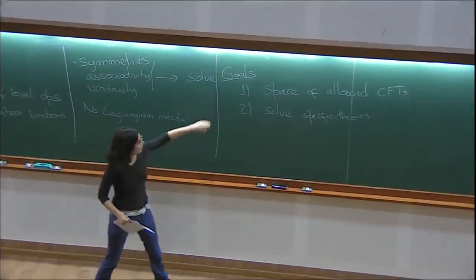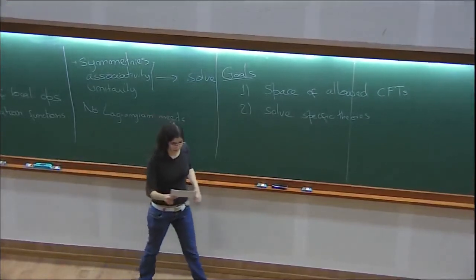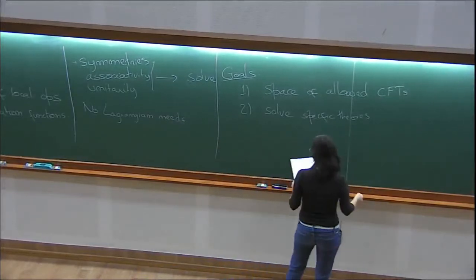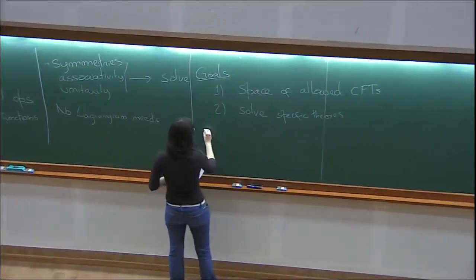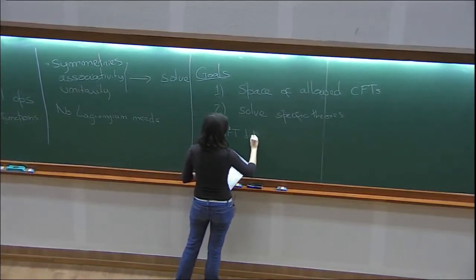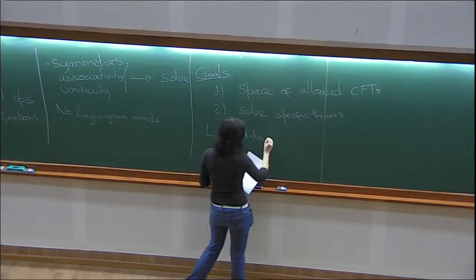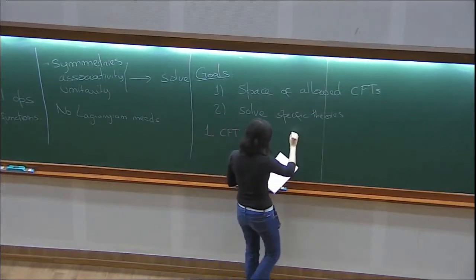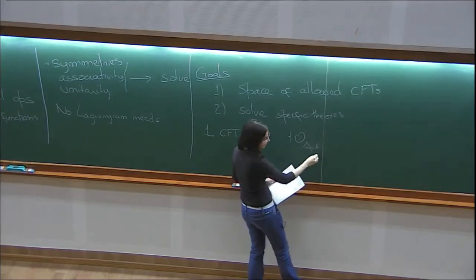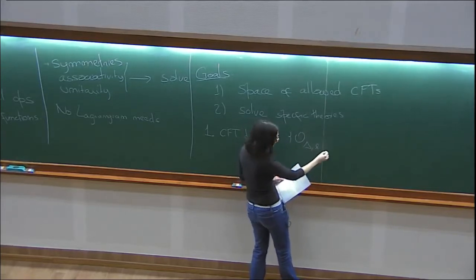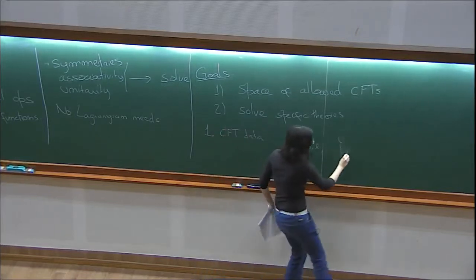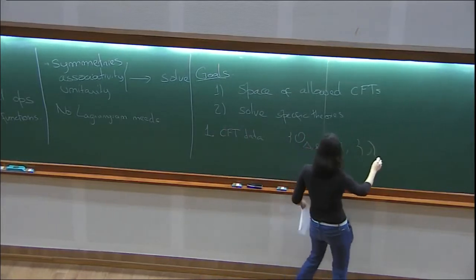So let me make these statements more precise. By solving a series, I mean knowing all the local operators and all their quantum numbers: the conformal dimension, the spin, plus other quantum numbers the series might have, and then the OPE coefficients.